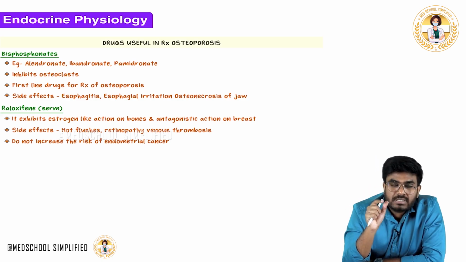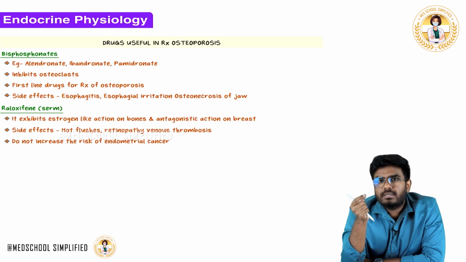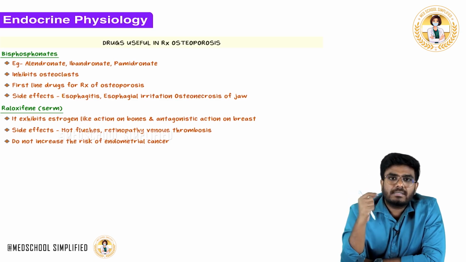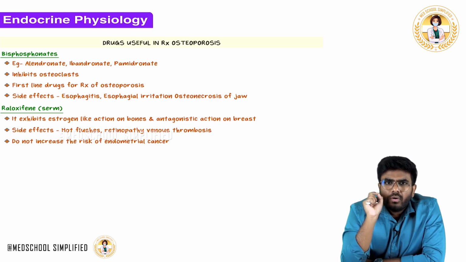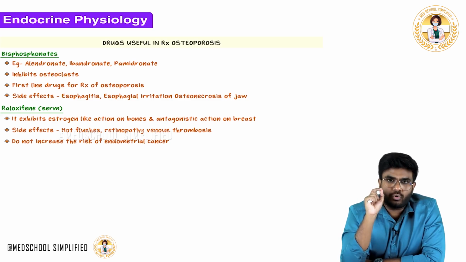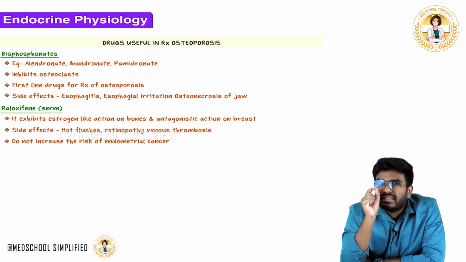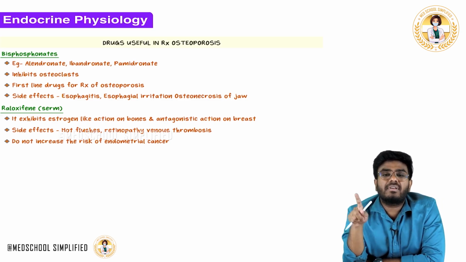But these estrogens in postmenopausal females might cause uterine cancer or endometrial cancer. It might cause breast cancer. So what we have to do is focus on the target. Now you have to give the estrogen, and that estrogen should act only on the bones but not on the breast as well as the uterus.